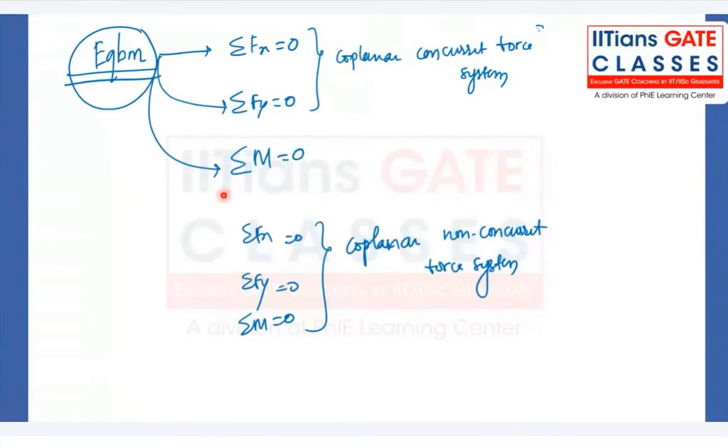In case of a concurrent force system, you will deal with only these two equations, but in case of a non-concurrent force system, all three equations are used. This is the difference. This is not useful for us in a concurrent force system, because in a concurrent force system moment will not be generated.